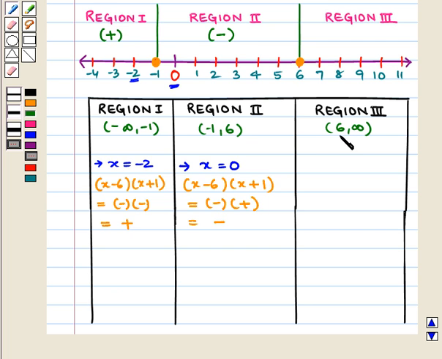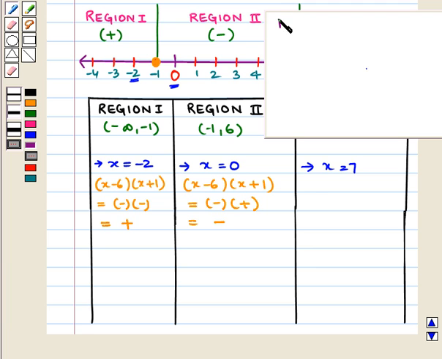Now the third region is (6, ∞). Let us choose x = 7 in this region. Now we put x = 7 in the product (x - 6)(x + 1) and check its sign, as 7 - 6 is equal to 1 and 7 + 1 is equal to 8.